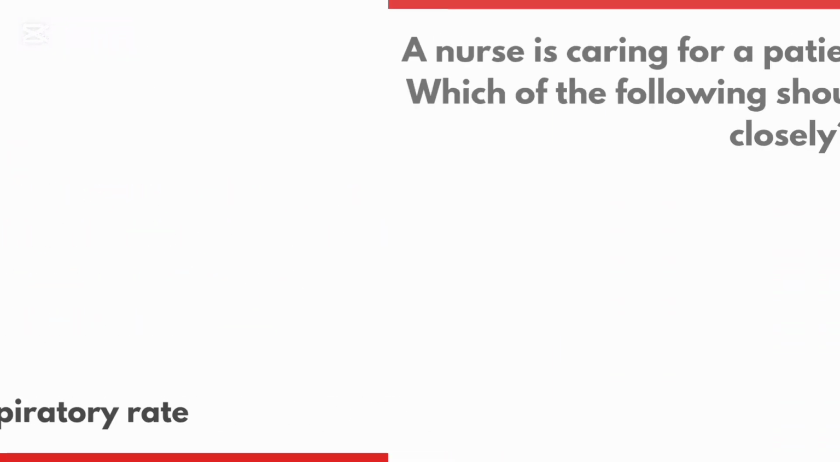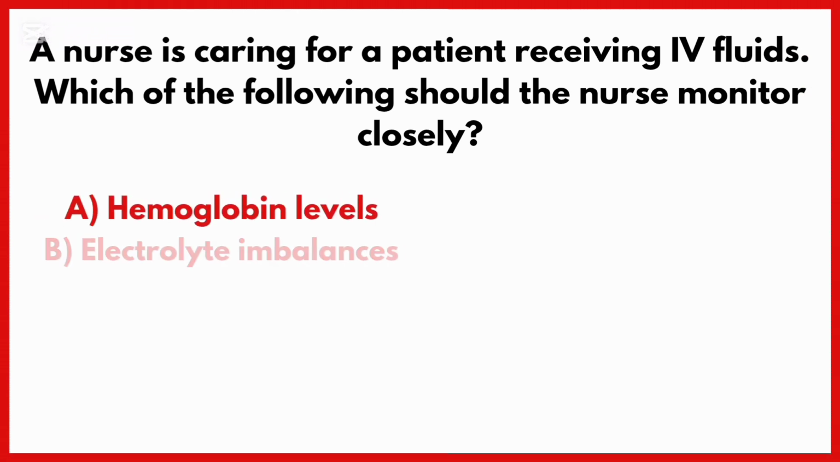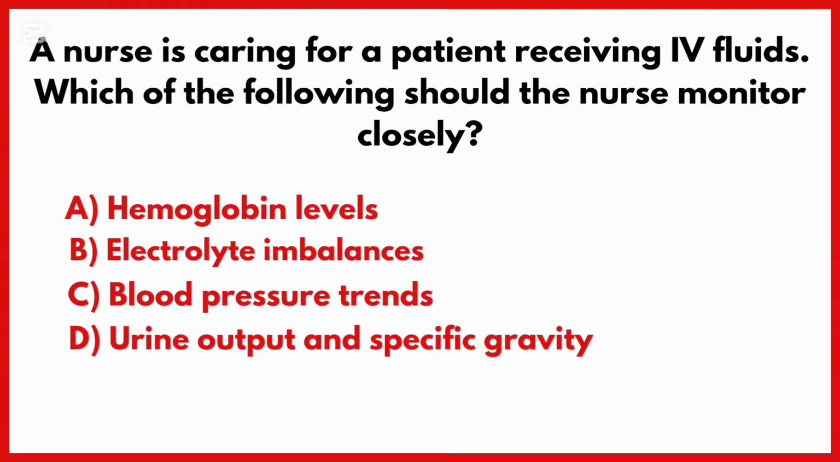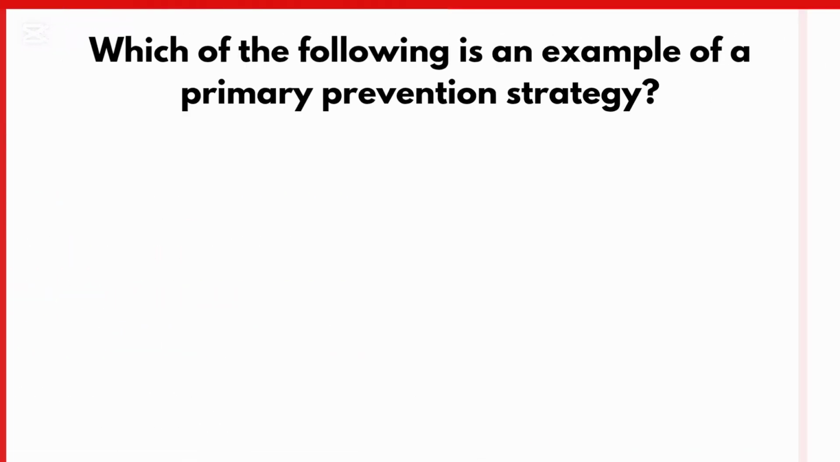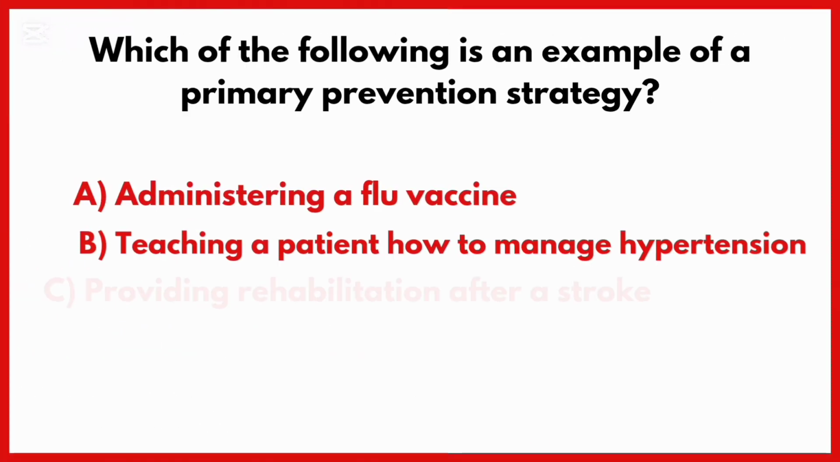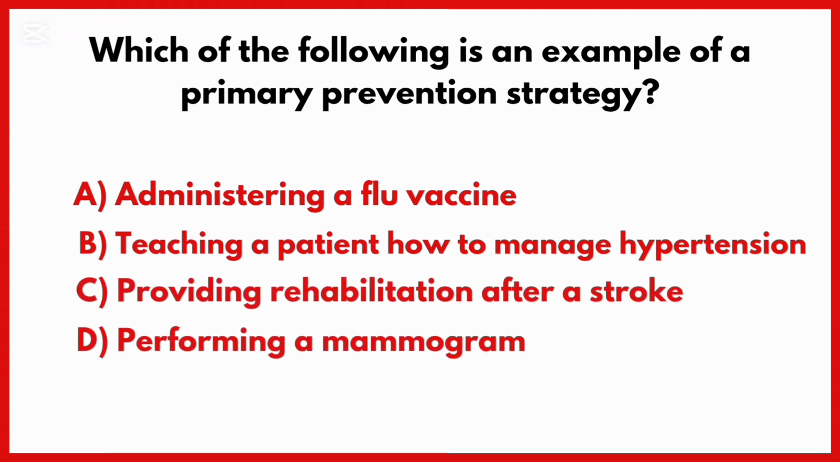Respiratory rate. A nurse is caring for a patient receiving IV fluids. Which of the following should the nurse monitor closely? Correct answer is option D. Urine output and specific gravity. Which of the following is an example of a primary prevention strategy? Correct answer is option A.